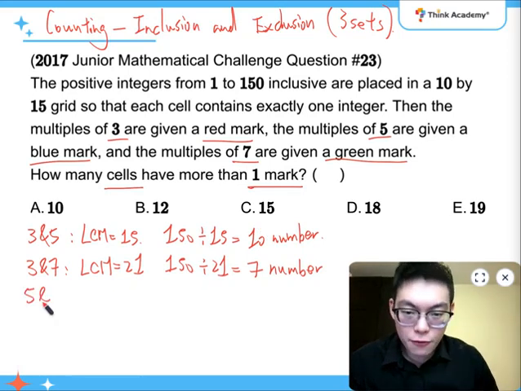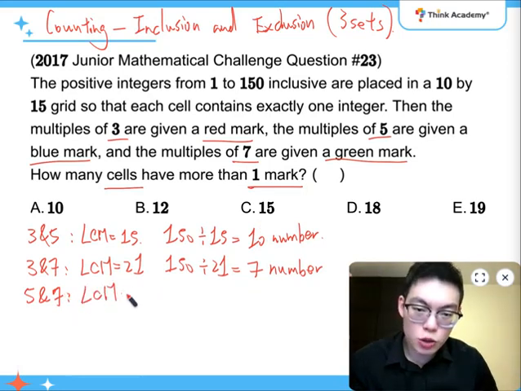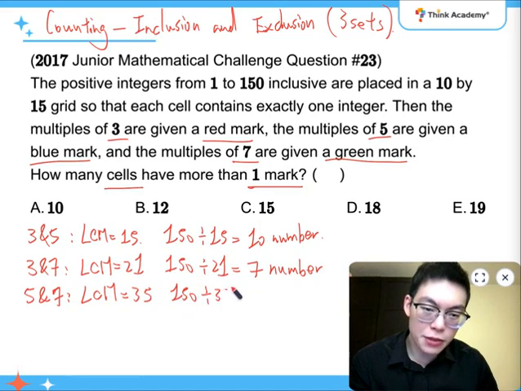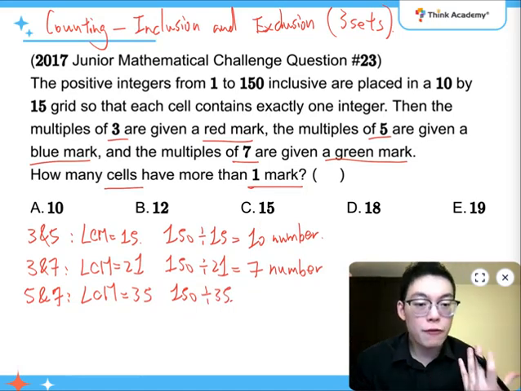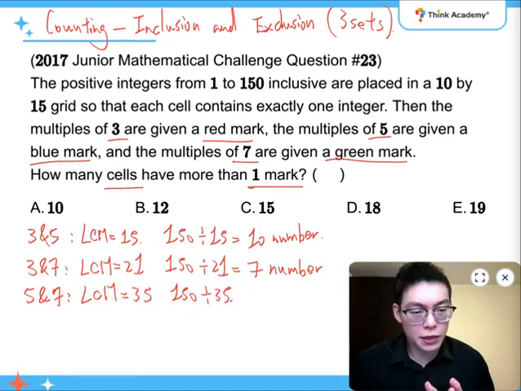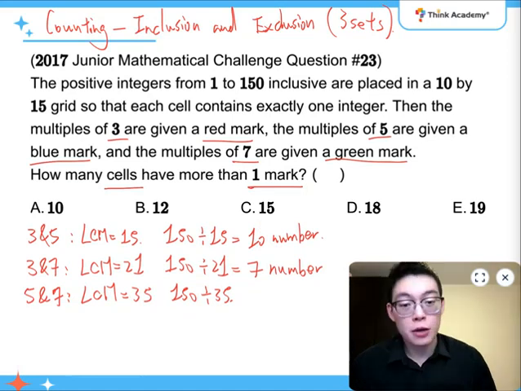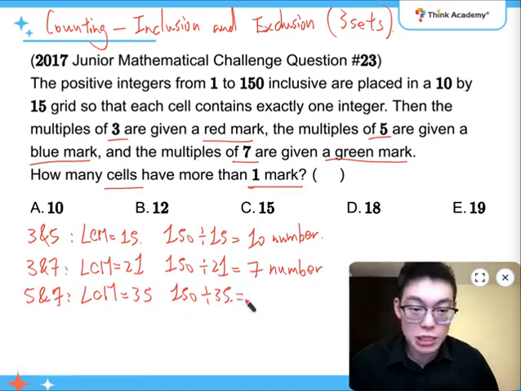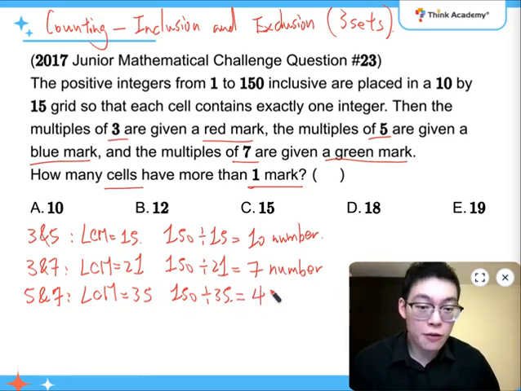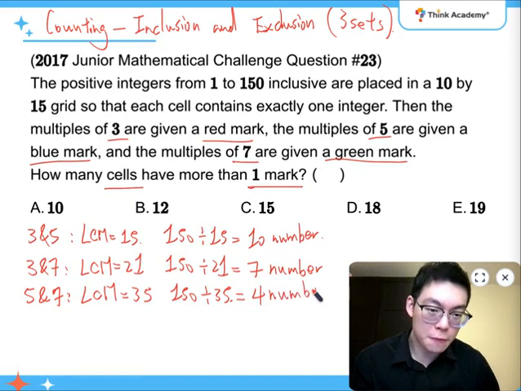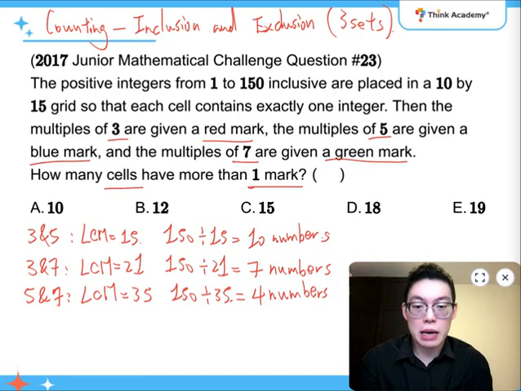And as for 5 and 7, the lowest common multiple is 35. 150 divided by 35, that's going to be 4, because 4 times 35 is 140, with a remainder of 10, which doesn't matter. So we have 4 numbers that are common multiples of 5 and 7.